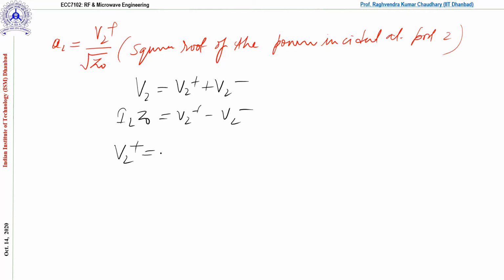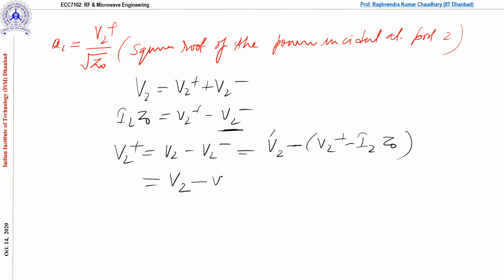Okay, so V2 plus is equal to V2 minus... V2 minus these things. Okay, this could be written like this: V2 minus V2 plus minus I2 Z0. And just replace these things. And finally, we have V2 minus V2 plus I2 Z0. Correct? So finally, I can write V2 plus as V2 plus I2 Z0 over 2.